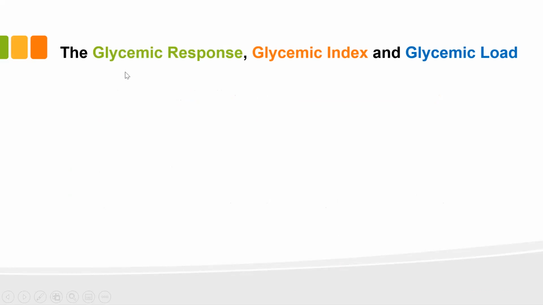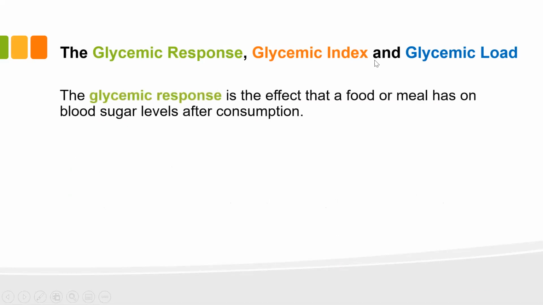So you may have heard of these terms here: glycemic response, glycemic index, and glycemic load. So let's talk about these. These are, by the way, often used by diabetics to try to understand what effect different foods are going to have on their blood glucose and insulin levels. And I'll show you some examples of numbers for these foods in a moment.